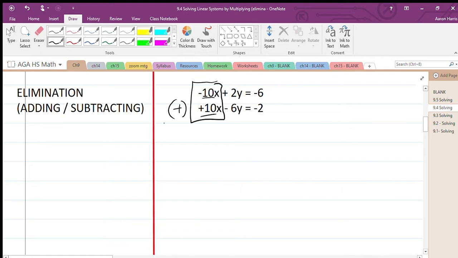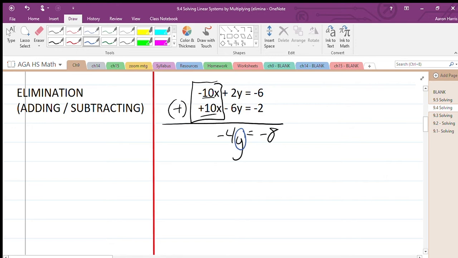I add them. So if I add them, negative 10 plus 10 is what? 0. 2 plus a negative 6 is what? Negative 4. Y equals negative 6 plus a negative 2, same sign, so I just add them up. I get negative 8. Now we do what?